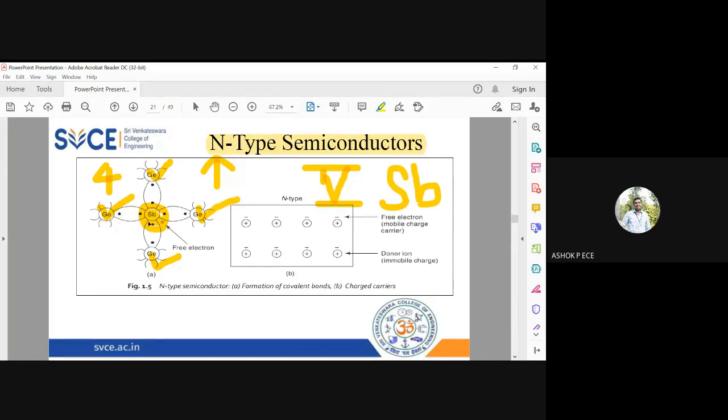When I replace this germanium atom with antimony, antimony has 5 electrons in the outermost band. So 4 electrons are bonded with germanium, and 1 electron is in excess. This excess electron will contribute to the current. I have just shown one antimony atom here.